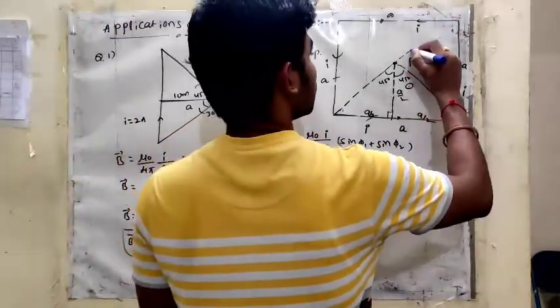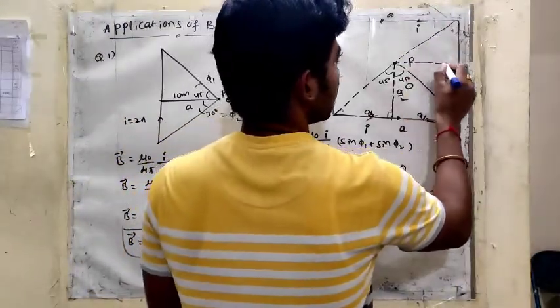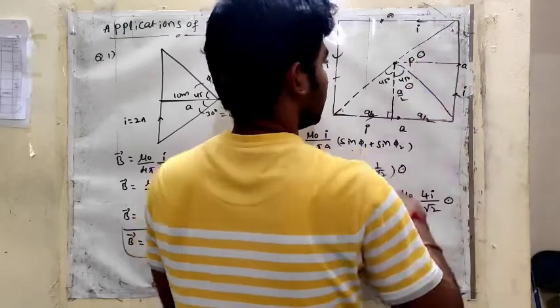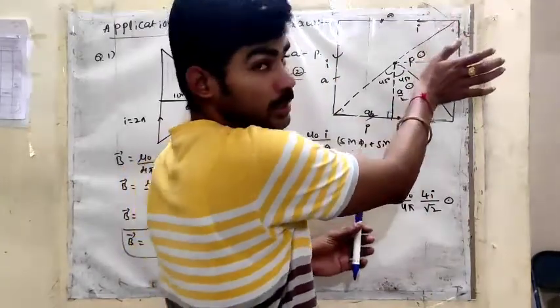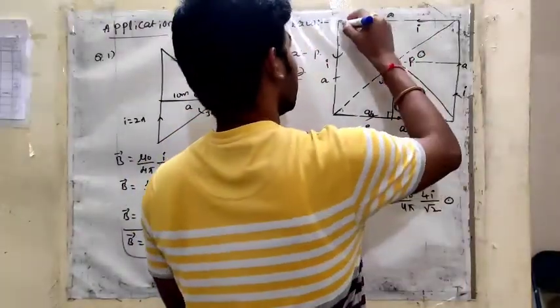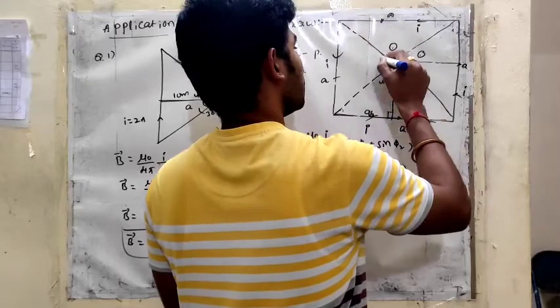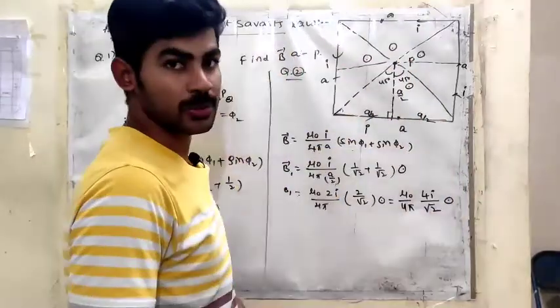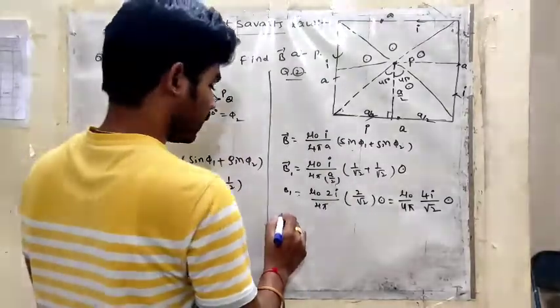Similarly, this side also has the same angle, so this is also 45. Here also current is flowing that side, and this side only you can keep the finger. So it is outside the magnetic field. Here also outside the magnetic field, again here also outside the magnetic field. So you can calculate the net magnetic field.